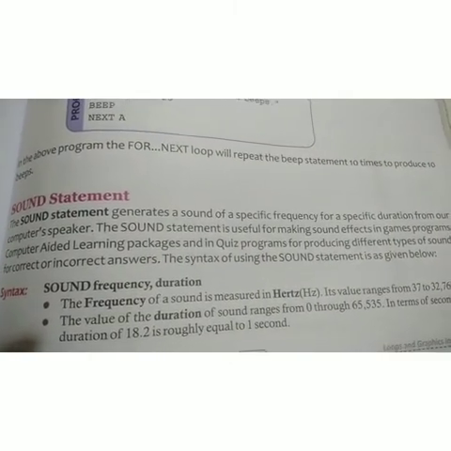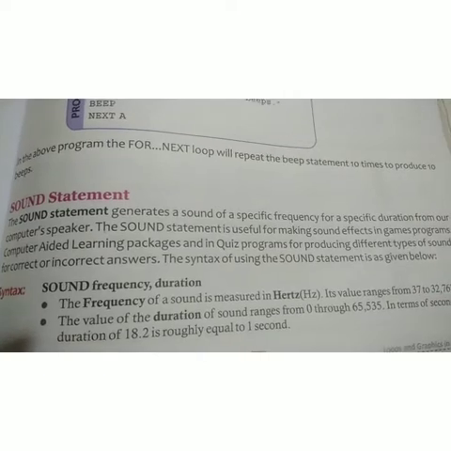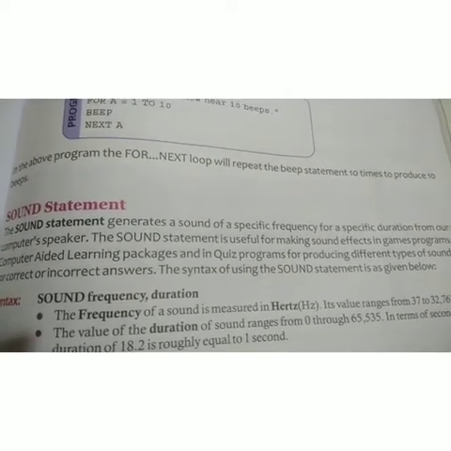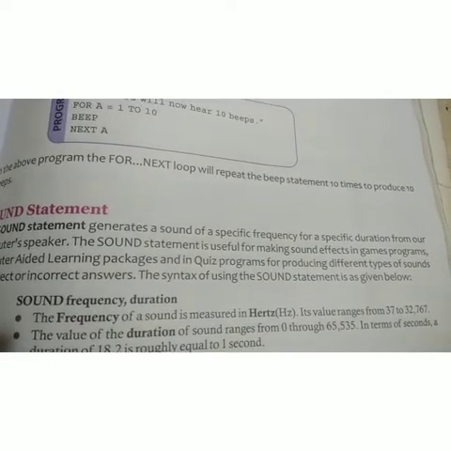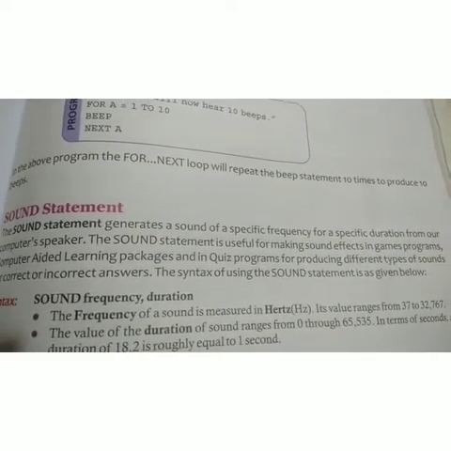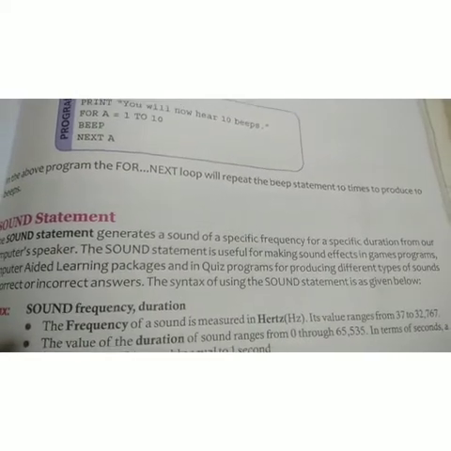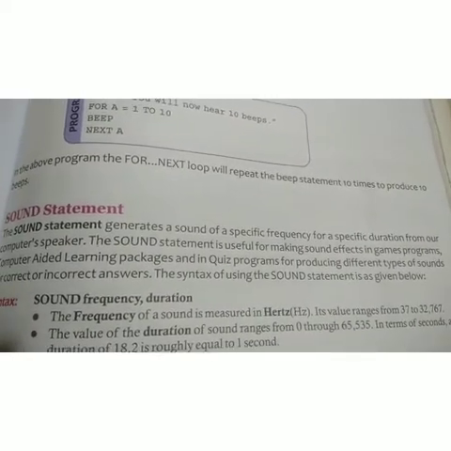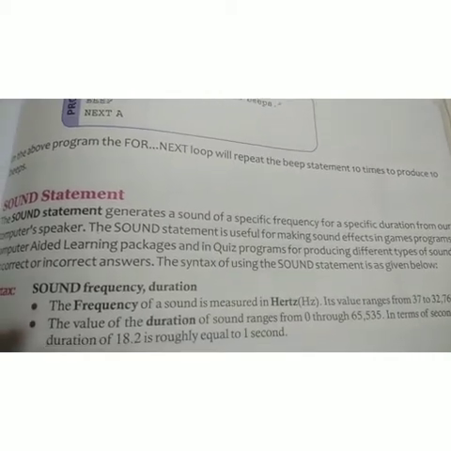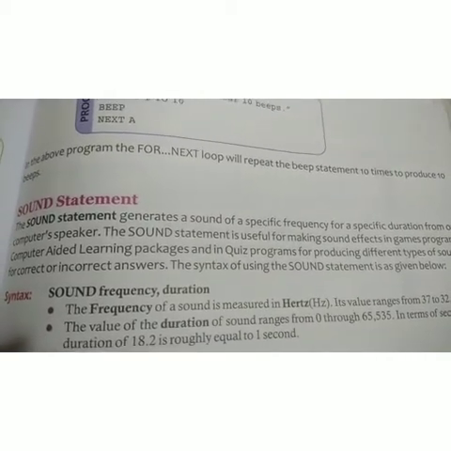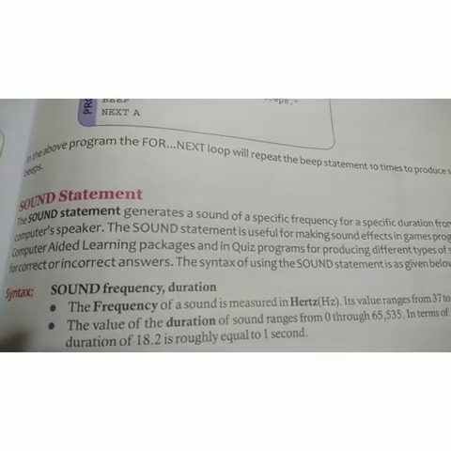The syntax of using the SOUND statement is as given below. Syntax: SOUND frequency, duration. The frequency of a sound is measured in hertz, and its value ranges from 37 to 32,767. The value of the duration of sound ranges from 0 through 65,535. In terms of seconds, a duration of 18.2 is roughly equal to 1 second. Okay, so this is the SOUND statement.